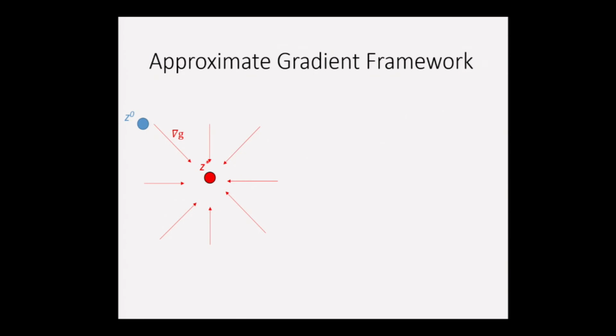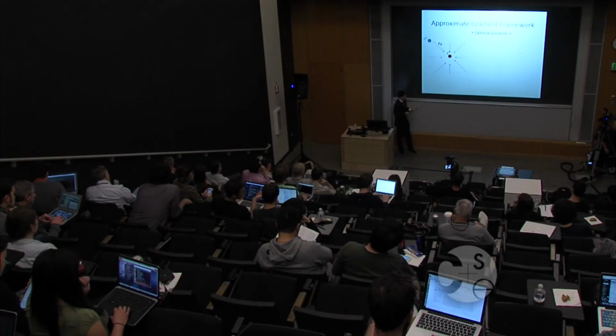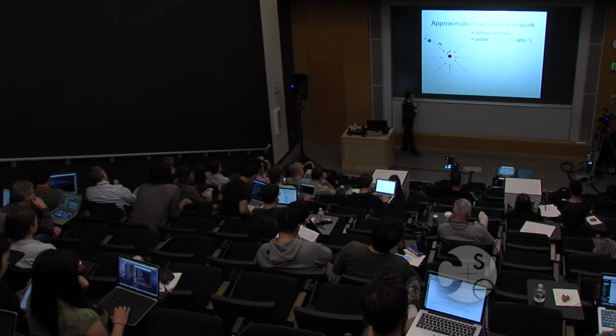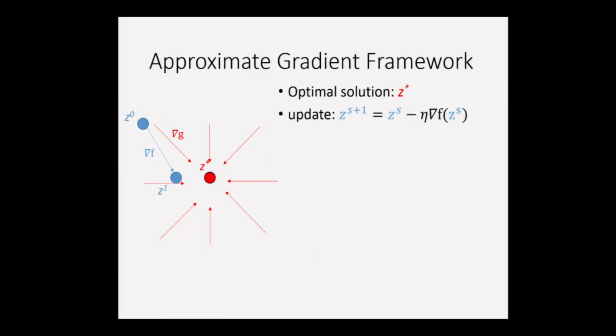So let me reinterpret this approximate gradient framework. The idea is there is an unknown optimal solution z star that we are trying to find. There is a function g of z such that if we follow the gradient of g, we will always converge to z star. Unfortunately, we don't have access to the gradient of g. We only have access to the gradient of f, and we make a step towards the gradient of f. The hope would be that the gradient of f is not very far from the gradient of g. So by following that, we are also making progress, and eventually, hopefully, we will converge.